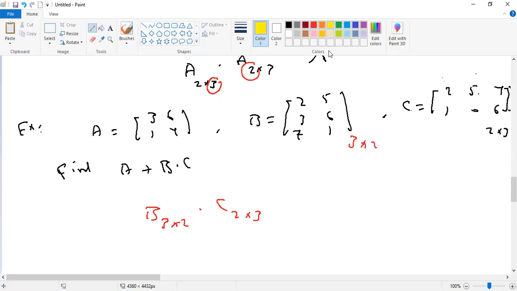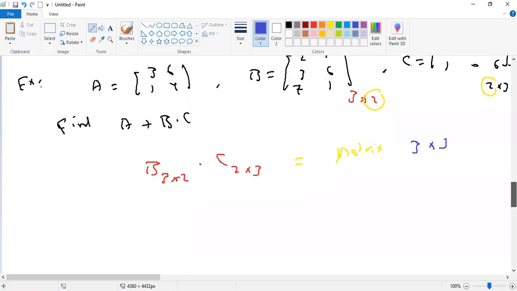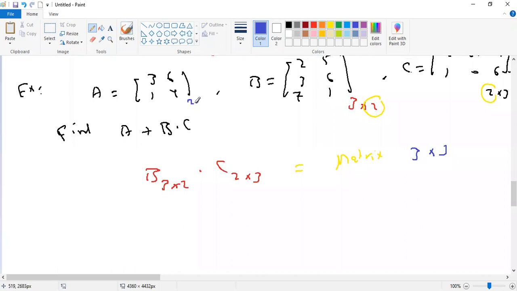Before you multiply, this 2 with this 2, the multiplication should give a matrix. What is the matrix? The matrix will be 3 times 3, it will be 3 by 3. But A is 2 by 2. Now A is 2 by 2.